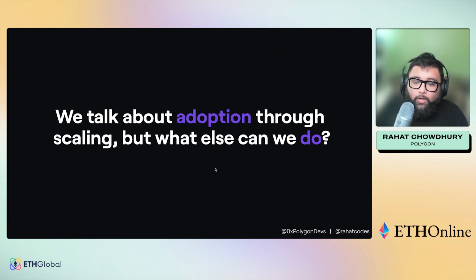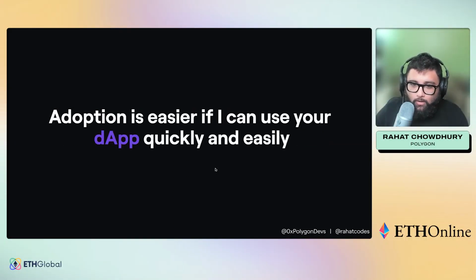So going off of that, right? A lot of different scaling solutions like Polygon, as well as others in the space, we talk about adoption and we talk about it through scaling, through higher throughput, through making blockchain interactions and everything more scalable. But there's other aspects of it too, besides just scaling on top of ETH. Adoption is easier if I, as a user, can use your dApp quickly and easily. And we're going to break down what that means a little bit throughout the workshop.